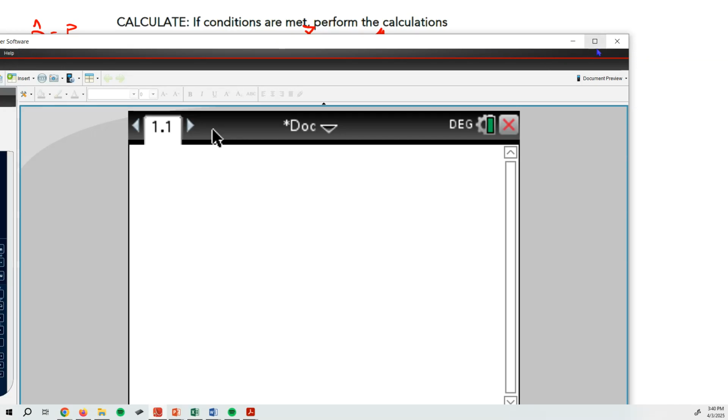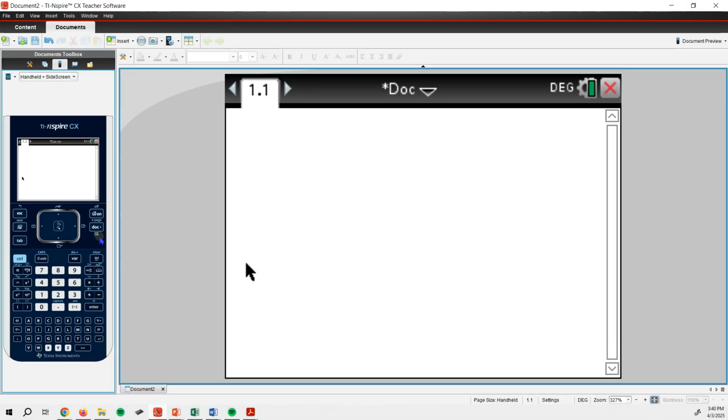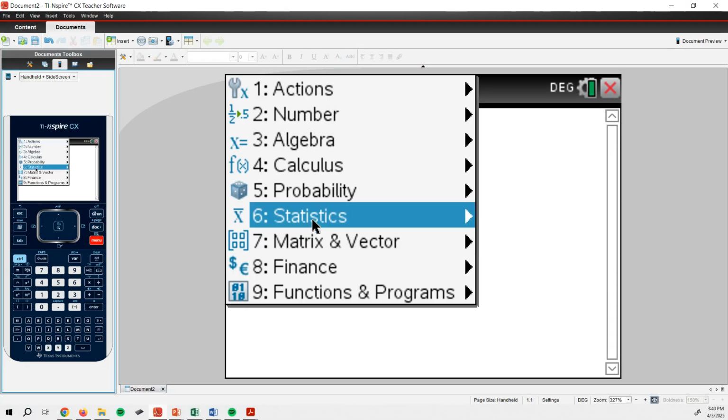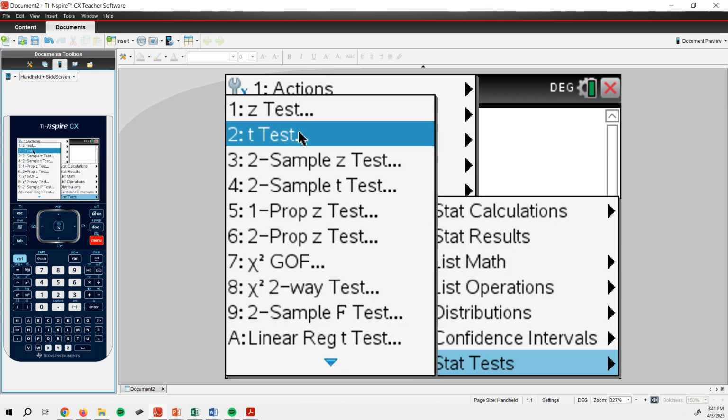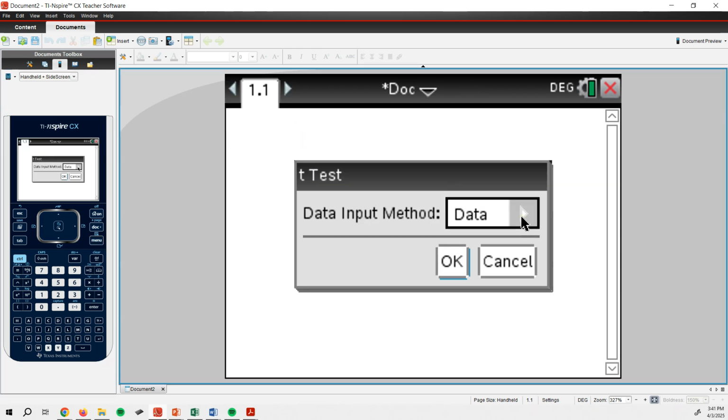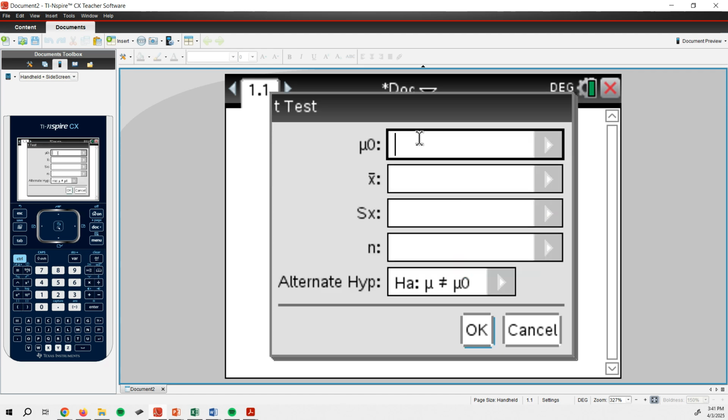Bring it on screen here. So you do menu, statistics, and we're going to do stat tests, and we're going to do just a straight-up t-test. Change this to stats. Our null is that it's 98.6. We got 98.237 with a standard deviation of 0.822 with a sample of size 32, and we're keeping it not equal to.